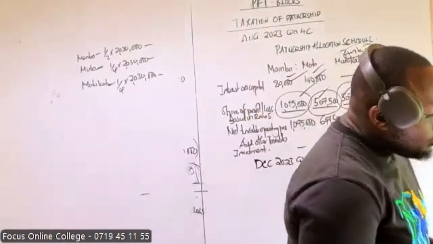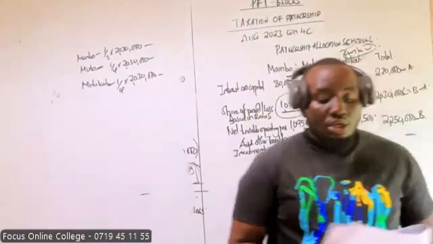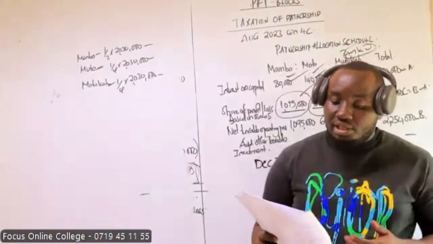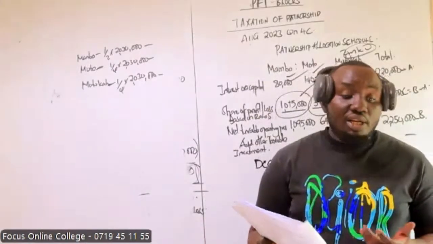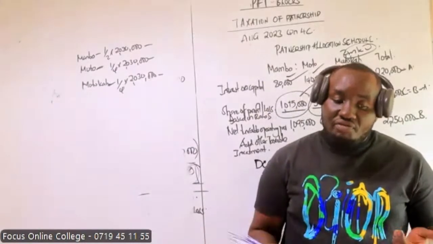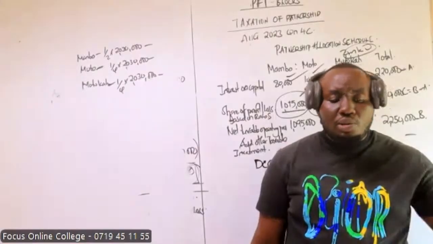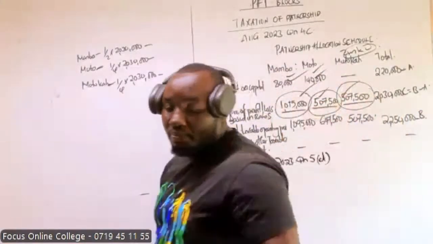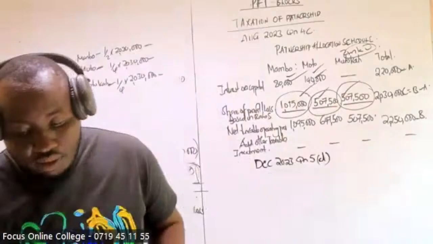So if you look at accounting profit, this business is basically making a profit of 11,745. Which method are we going to apply to get the adjusted taxable income? Adjusted taxable income.